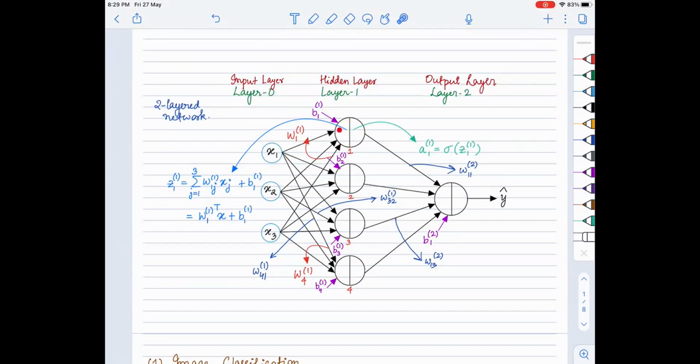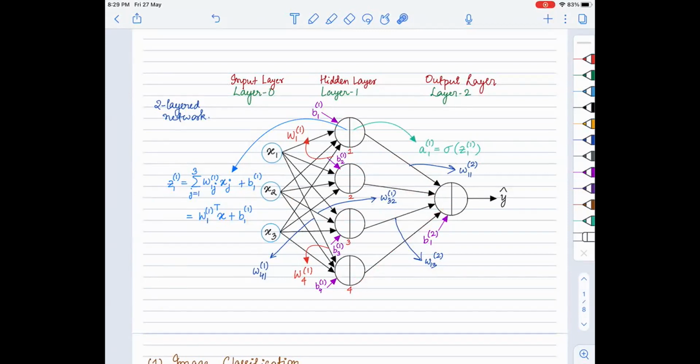See, I have two computations here. This part linearly combines x1, x2, x3. And then this part passes it through some nonlinear activation function and spits it out to the next neuron. Similarly, this neuron also does a similar computation and spits it out. This neuron also does a similar computation, spits it out. This neuron also does a similar computation, spits it out.